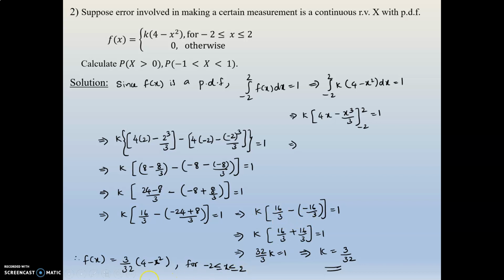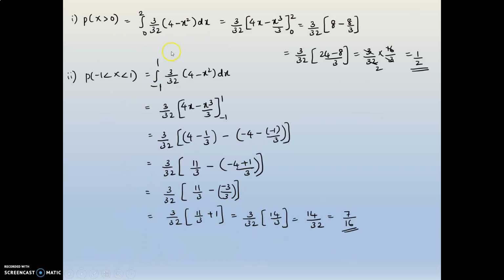So 32 upon 3 k is equal to 1, so k is equal to 3 upon 32. Therefore the function will become, in the place of k we can substitute this value: 3 upon 32 into (4 minus x square), for minus 2 ≤ x ≤ 2. Now you have to find the probability of x greater than 0.